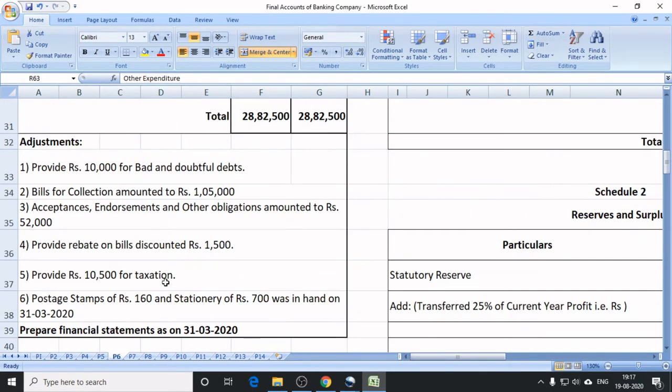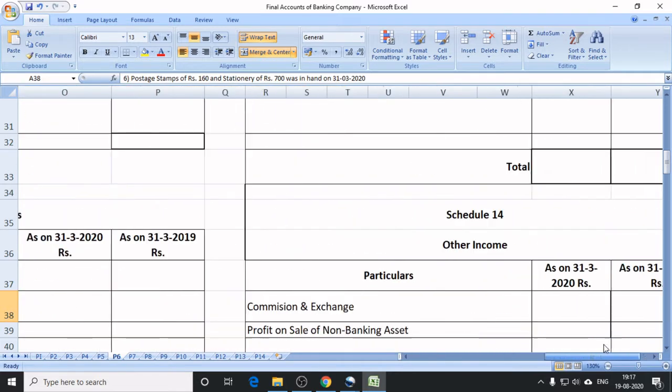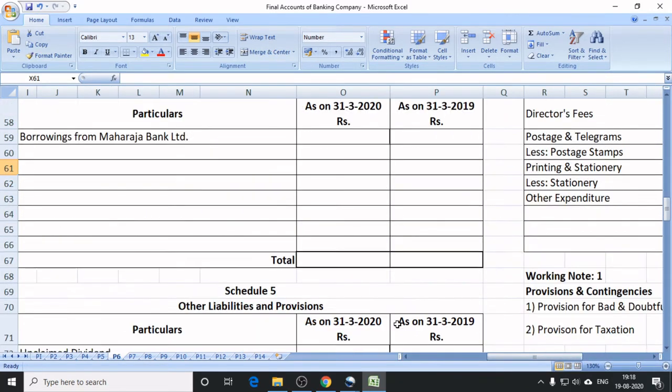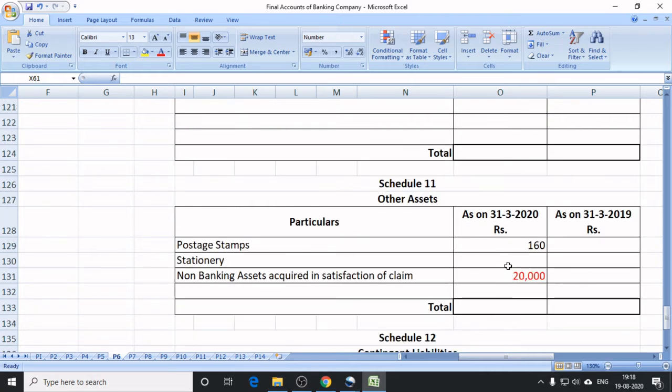Okay, now see the adjustment. What is the adjustment? Stationery of 700 was in hand. So it means what, out of 3700, which is the total value of purchases on account of printing and stationery, the stationery of 700 is on hand as on 31st March 2020, so it is the closing stock. So out of 3700, the used or consumed value of printing and stationery is rupees 3000. Therefore the actual expenditure of this bank on account of printing and stationery is 3000, and the 700 worth of stationery can be used in the next accounting year. That's why it is treated as an asset in the current accounting year. So it will be treated as an asset, and in schedule number 11, other assets, the value is 700. Okay.